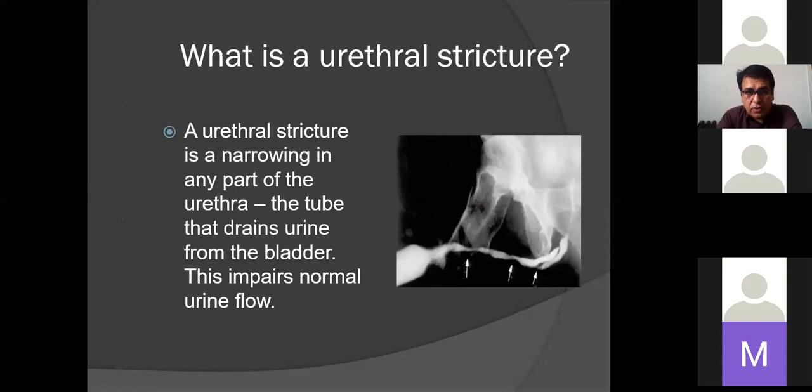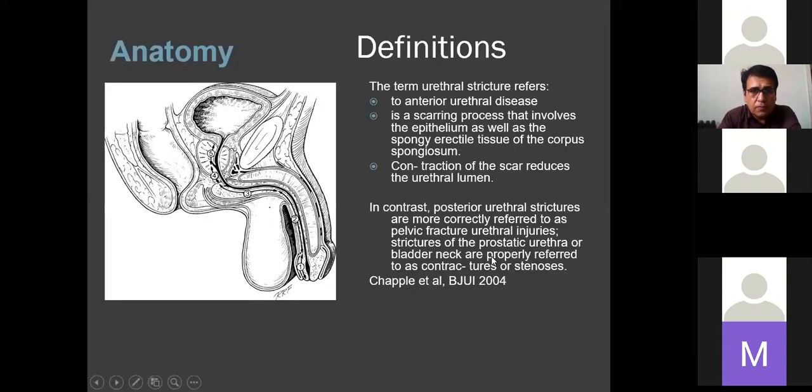So the main topic is urethral stricture, which is associated with the urethra. It's a narrowing of the urethra at any part. If there is narrowing at any part of the urethra, it can lead to obstruction, decreased flow of urine, and very difficult passing of urine. It can be a small one or a very long stricture as well.